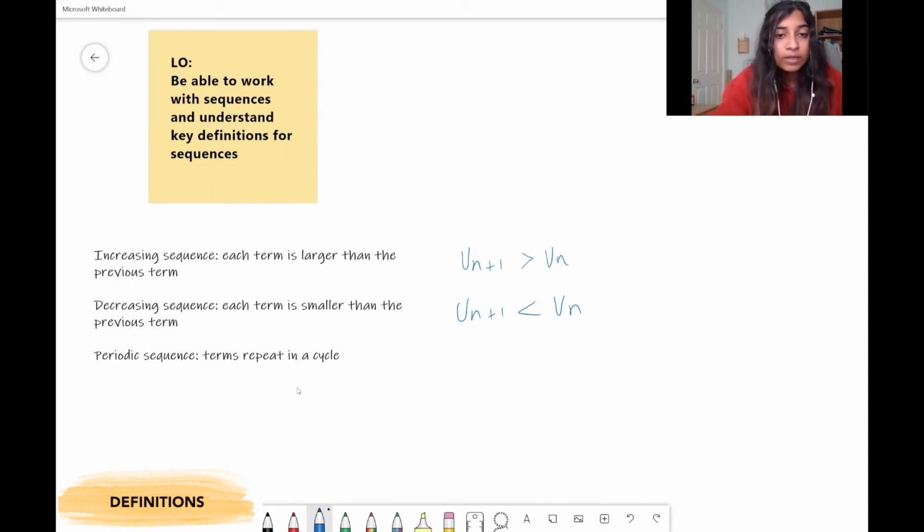So it could be a sequence that's just like 0, 1, 2, and then we start again, we have 0, 1, 2, and it just continues in that sequence forever. So that's what a periodic sequence is.